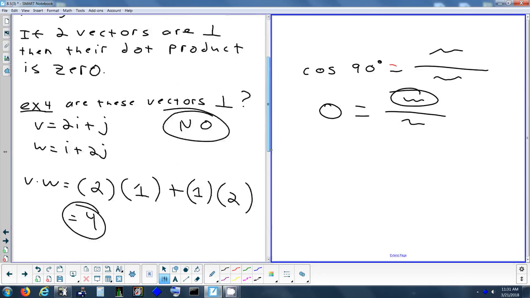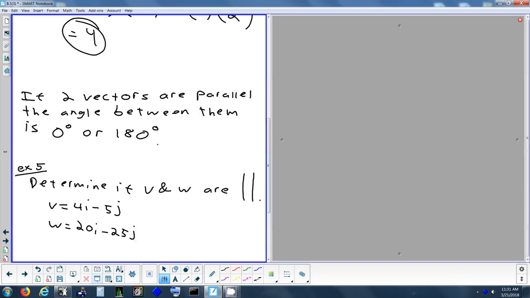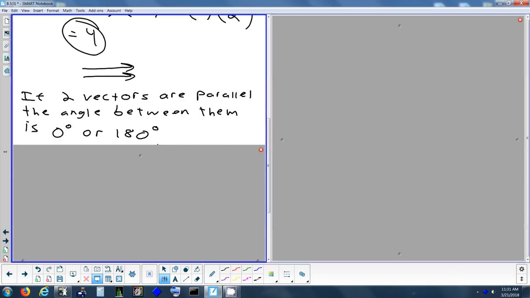All right. Actually, before we do the word problem, let's look at one more thing. Let's look at parallel. So parallel, there's two situations that can happen. These are parallel, and the angle between them is 0. And these are also parallel. And the angle between those is 180. So parallel can be two vectors almost right on top of each other that point the same way, or two vectors that point in opposite directions. Either way, these vectors would never cross each other. And if they don't cross, they're parallel.